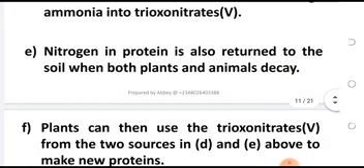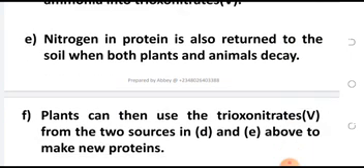So nitrogen in protein is also returned to the soil as a result of decay. When plants and animals die, they enter the ground and decay. So the proteins in them are returned into the soil. Plants can then use the trioxonitrate(V) from the two sources, that is in D and E above.